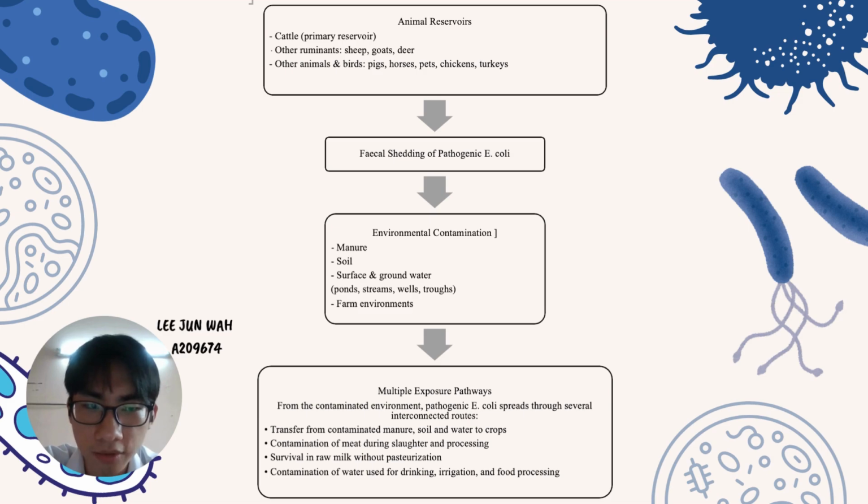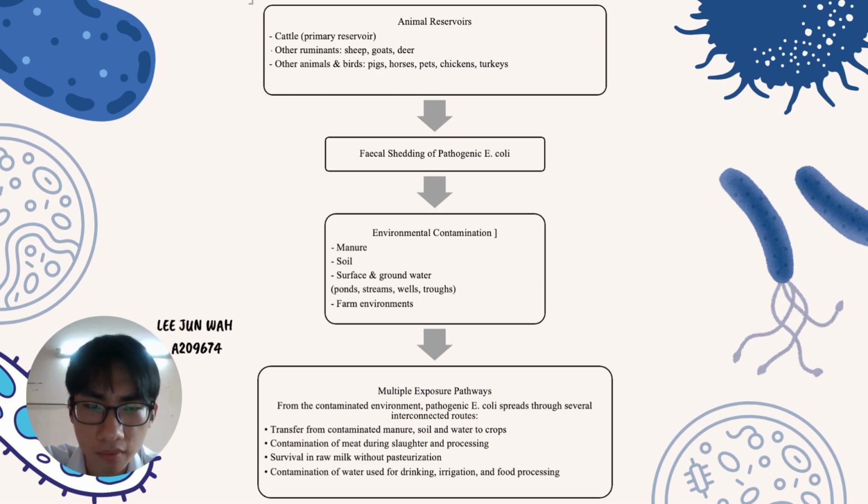The next step is fecal shedding of pathogenic E. coli by animals. The infected animals shed pathogenic E. coli in their feces and contaminate the environment. As a result, this pathogen can pollute manure, soil, and water sources such as wells and water troughs. Farm environments are particularly vulnerable because E. coli persists for extended periods in soil and water.